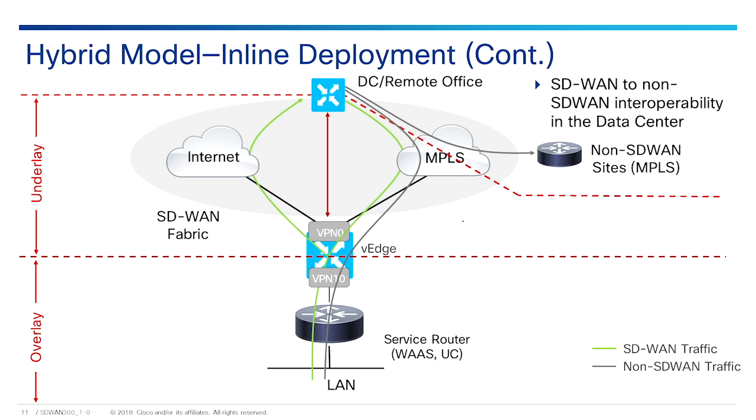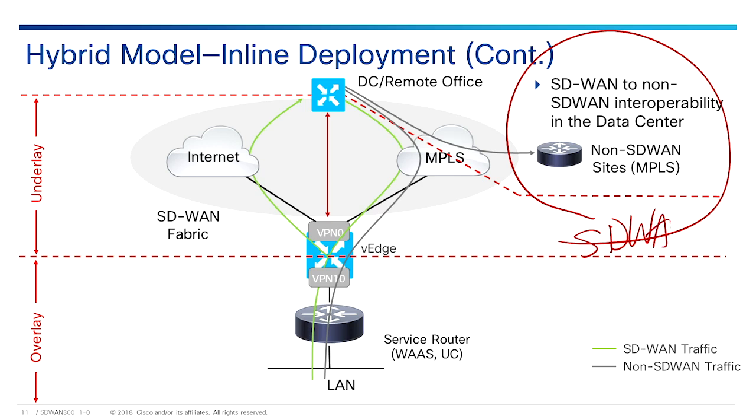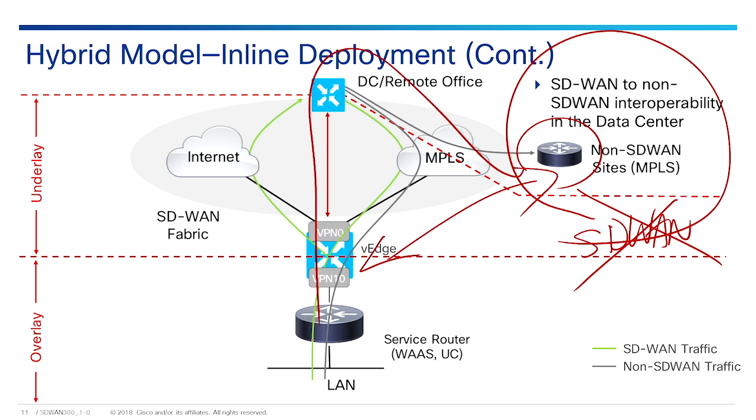SD-WAN and non-SD-WAN interoperability is maintained through the data center hub. All traffic destined toward non-SD-WAN sites goes through the data center. This setup is not redundant, so the loss of either vEdge or service router leads to a loss of service at the site. So the point I'm making here is this site is not SD-WAN. So how do we connect this site to this site, which is? And the answer is we go through a hub that has both of those connectivities to it. So these non-SD-WAN sites would basically be redistributed into SD-WAN through that data center.